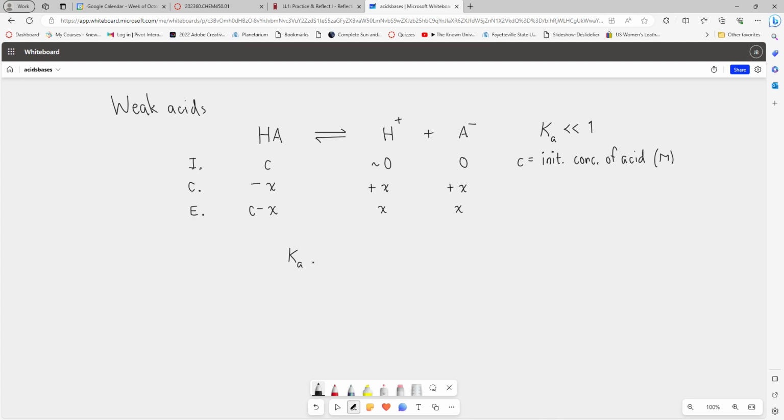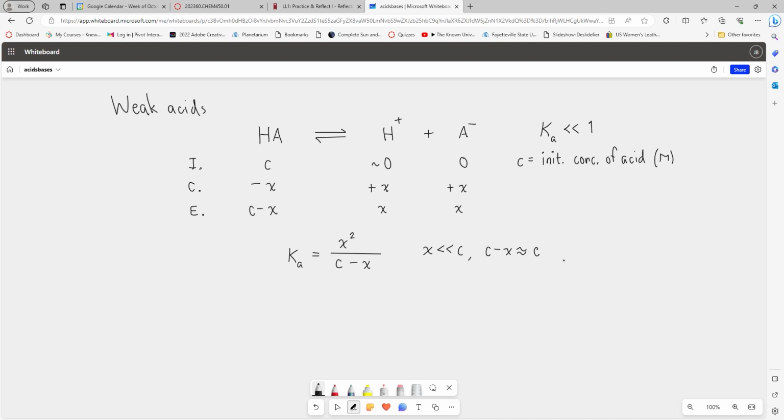The Ka is given in the problem. It's a characteristic of the acid. And it's X times itself, the products, X times X or X squared, divided by the reactants, just like within an equilibrium. It's products divided by reactants. The problem is that to solve for X with this, it looks like a quadratic equation. So we're going to make an assumption that X is much less than C. The amount that dissociates is much less than what you started with. So that C minus X is approximately equal to C itself.